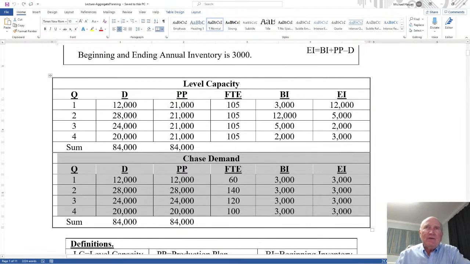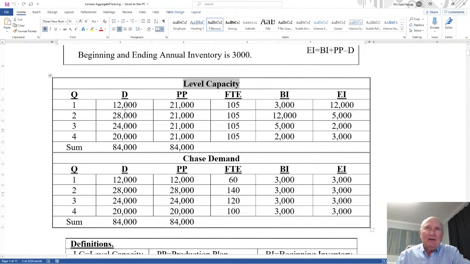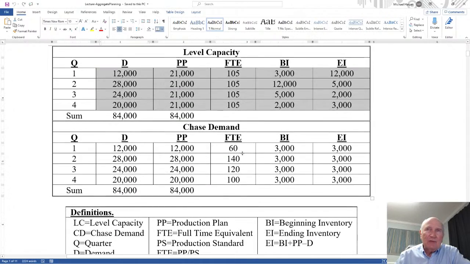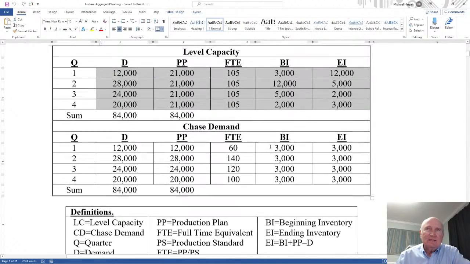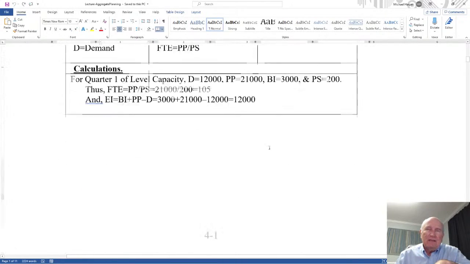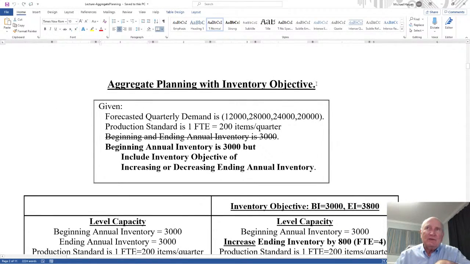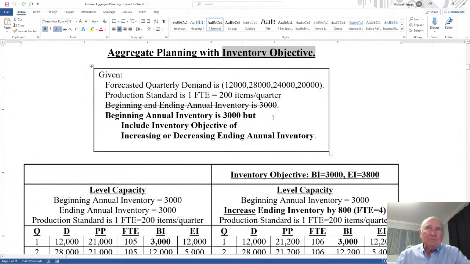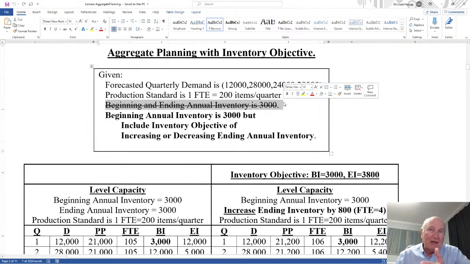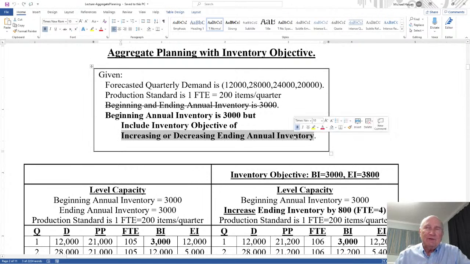Okay, so we've had strategies up here, we've had properties and relationships. What's next? Let's introduce an objective. Now, there's a lot of objectives we can have. I'm going to introduce something called an inventory objective. An inventory objective simply is this. Initially, we had the beginning and ending annual inventory at 3,000. That was given. But now, our beginning annual inventory is 3,000, but let's include an inventory objective of increasing or decreasing the ending annual inventory.